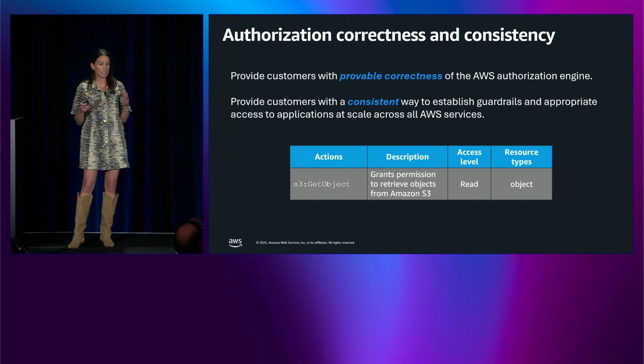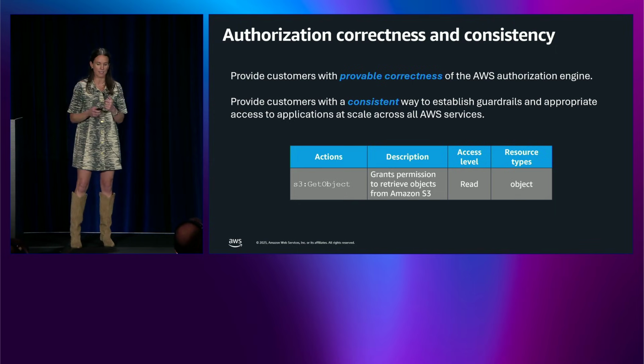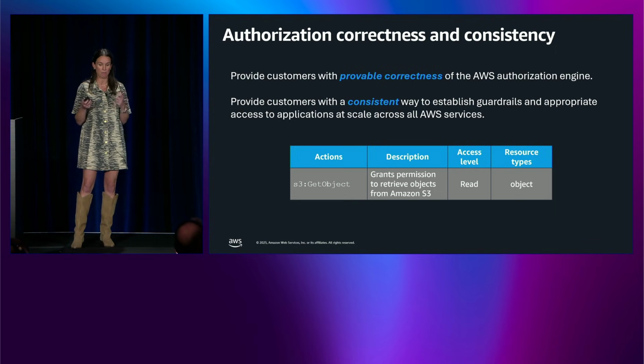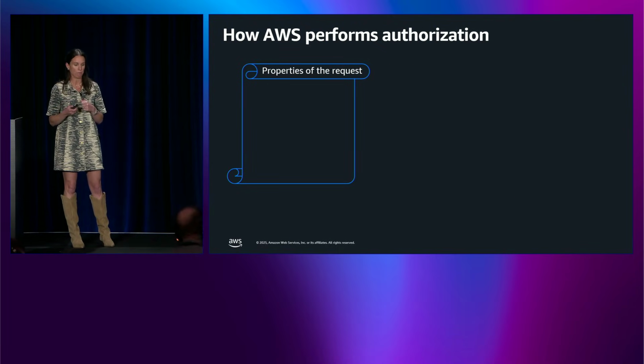So all services at AWS are required to authorize actions, for example, S3 get object, and resources, an object in this case, in the same way, using IAM. So let's start here, and I'll talk you through the journey of us driving this authorization consistency and correctness effort.